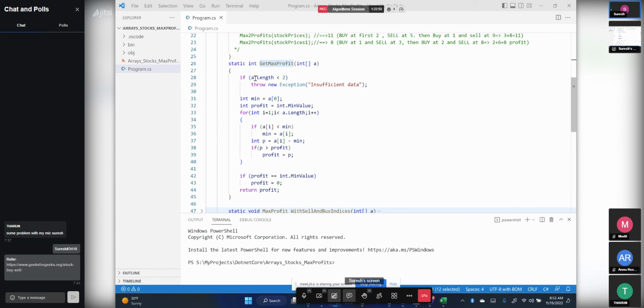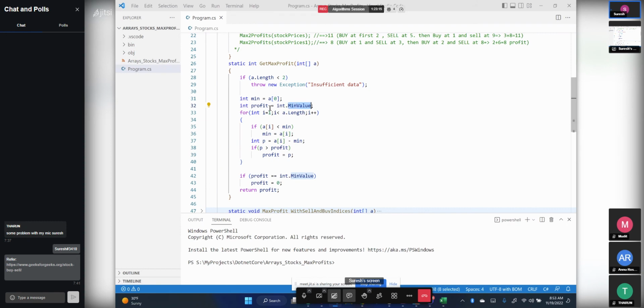It's exactly like this. This is another boundary condition. If the length is less than 2, insufficient data. If you are giving only just one value, it's insufficient. Hey, you're not even given two numbers. How can I answer? Just throw an exception.